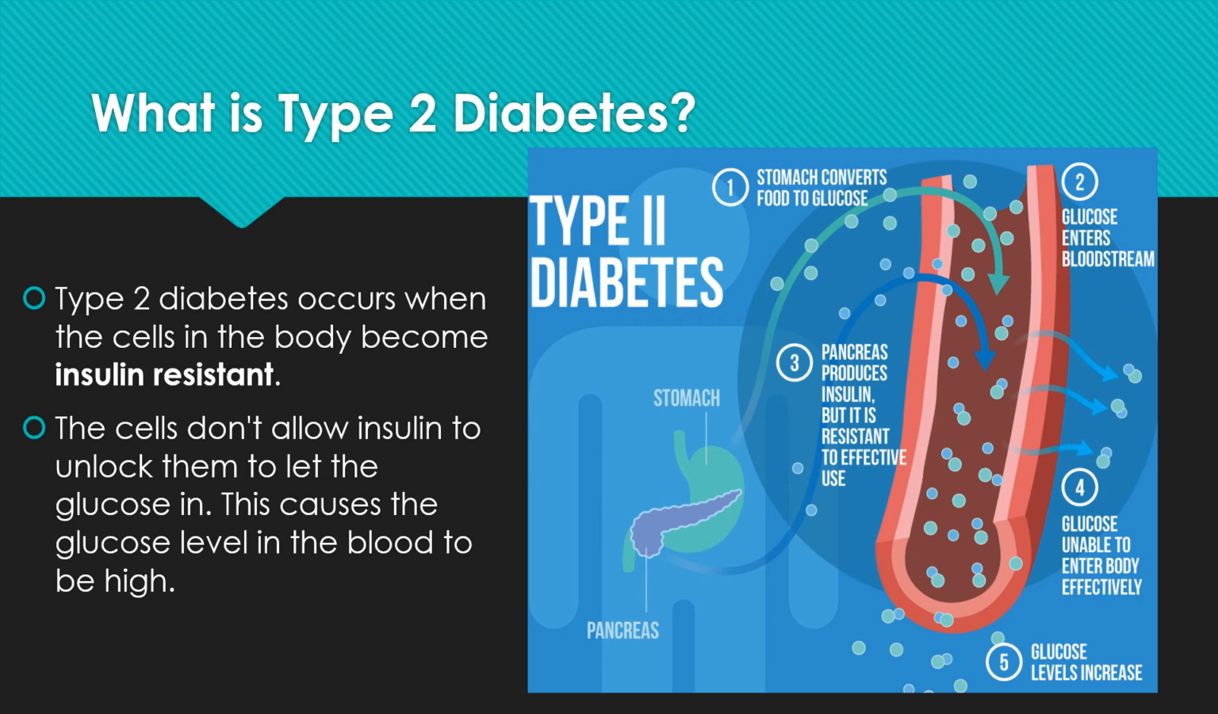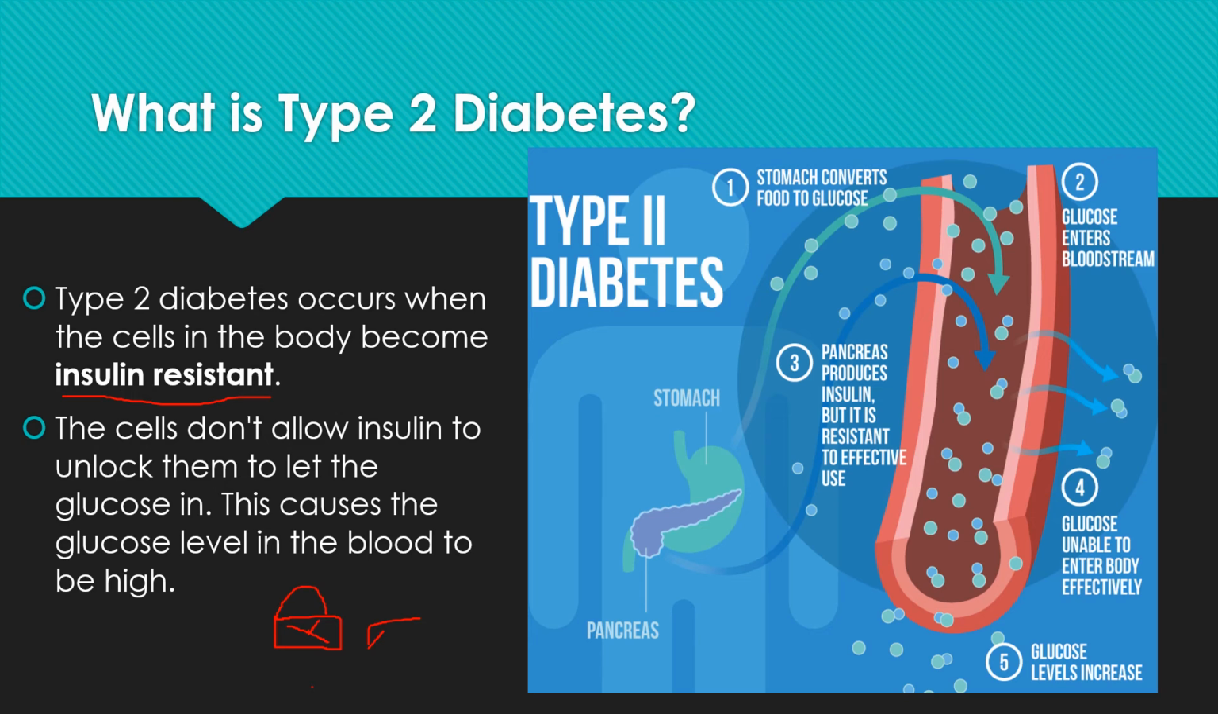Moving on to type 2 diabetes now. Type 2 diabetes occurs when the cells in the body become insulin resistant. So in this instance, the body is still producing the insulin, but the cells are not letting the insulin do its job. So if you think of the cells as being a lock and insulin as being a key, what's happening is this insulin isn't working anymore. It's the wrong size, it's just not fitting in the lock, is not letting it in, and the glucose is not being taken in.